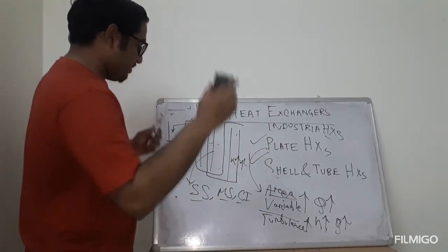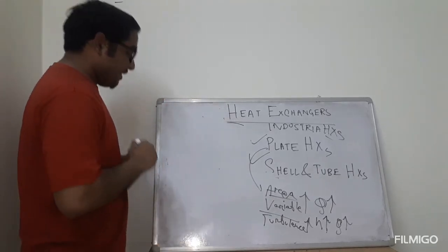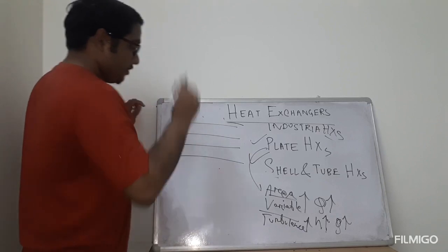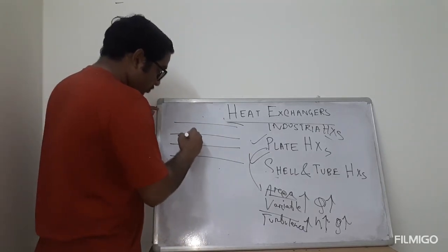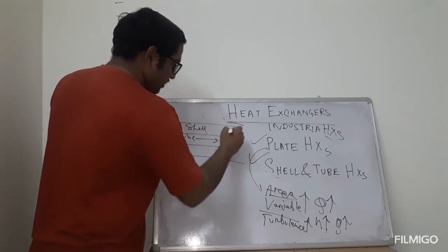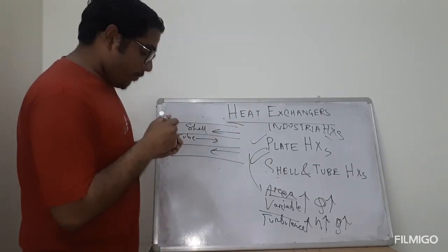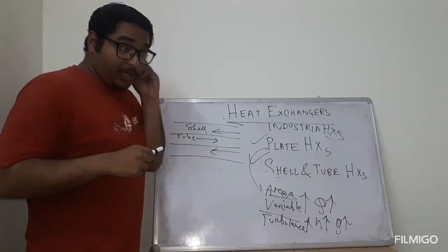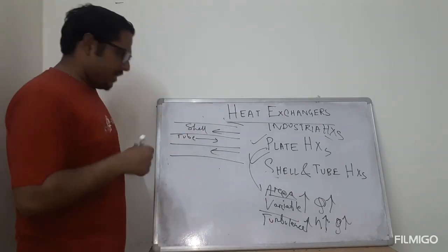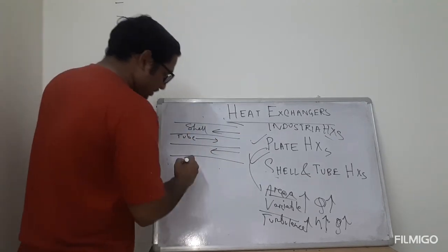Now coming to shell and tube heat exchangers. How does a shell and tube heat exchanger look? As the name suggests, it looks something like this. This is my tube and this is my shell. The tube side fluid is flowing in this direction, maybe call it a counter current flow. This is a single pass, single cylindrical type heat exchanger. This is simply a tube, this is the shell, and there are two fluids flowing in opposite directions to each other. This is counter current.